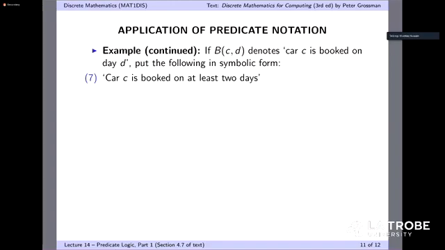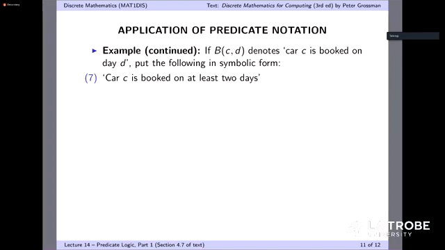B(C, D1), and C is also booked on D2. Remember, car C is a particular car. It's given to us. There is a car C. We don't have to quantify that anymore. So there exist days, on certain day D1, certain day D2. B(C, D1) is booked, and this is also booked on D2. Am I missing something?